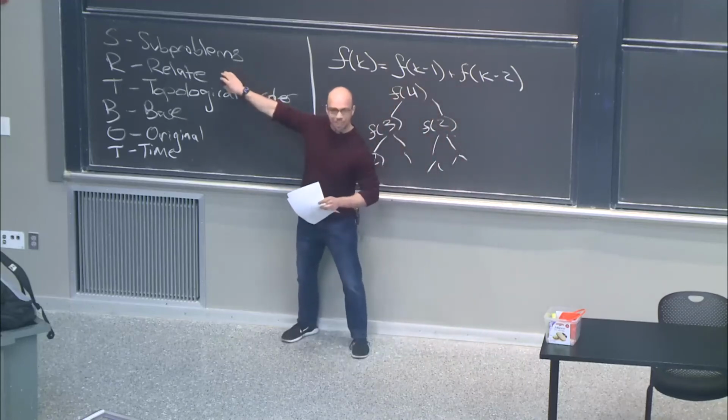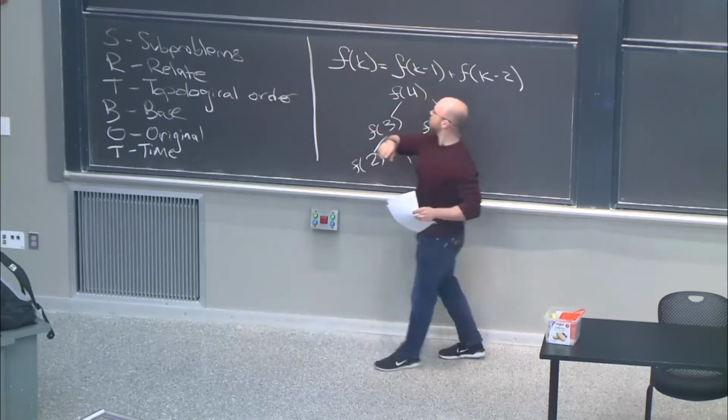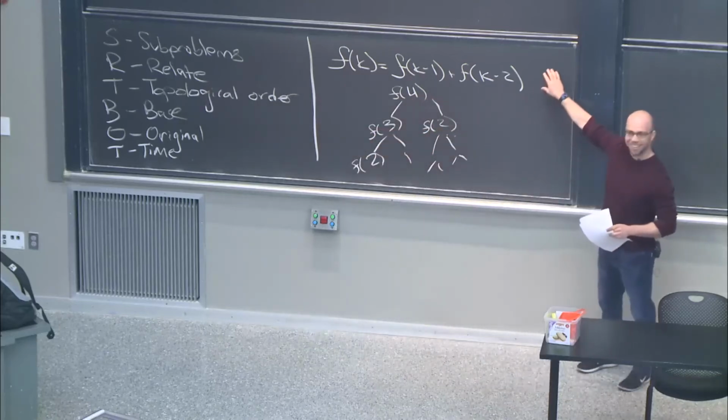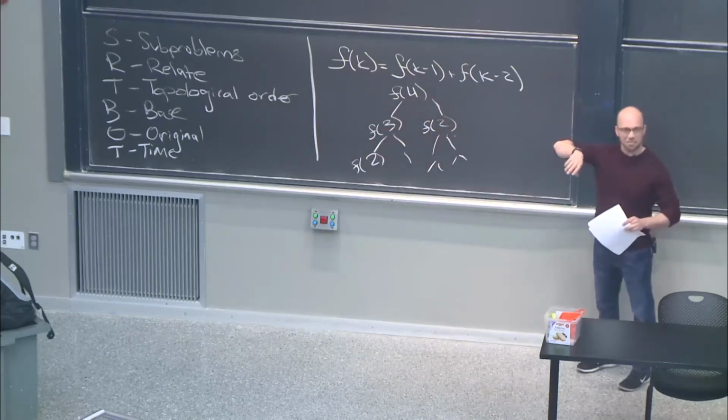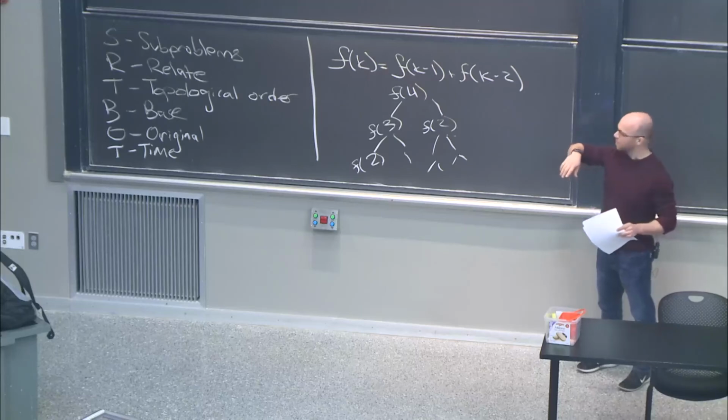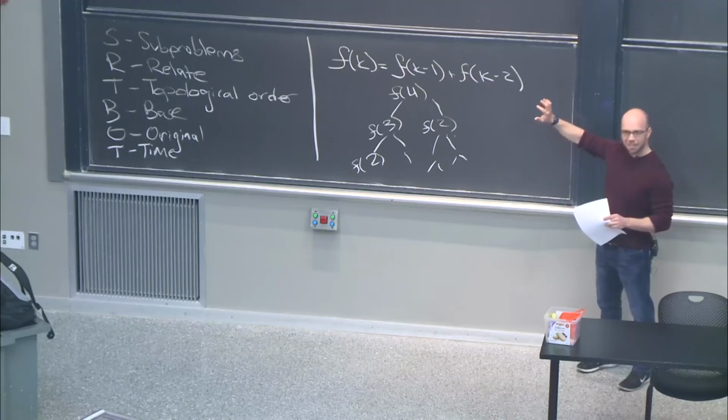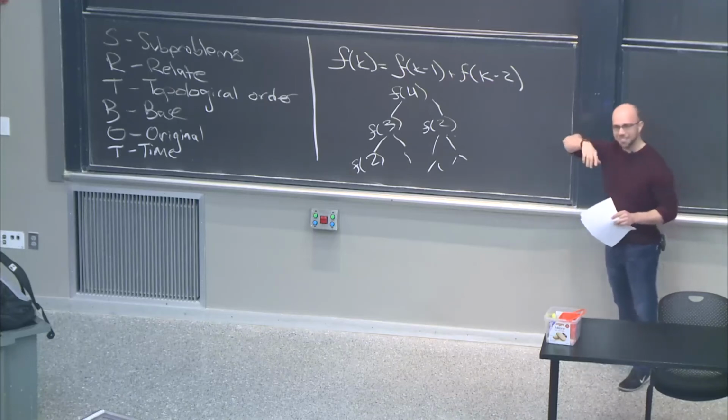Then we need to relate our subproblems to each other. So for instance, in the Fibonacci sequence problem, I just gave you the relation. That's sort of what defines the problem. Incidentally, this is a model for the reproduction of rabbits, I think, if I remember reading the history of the Fibonacci sequence.